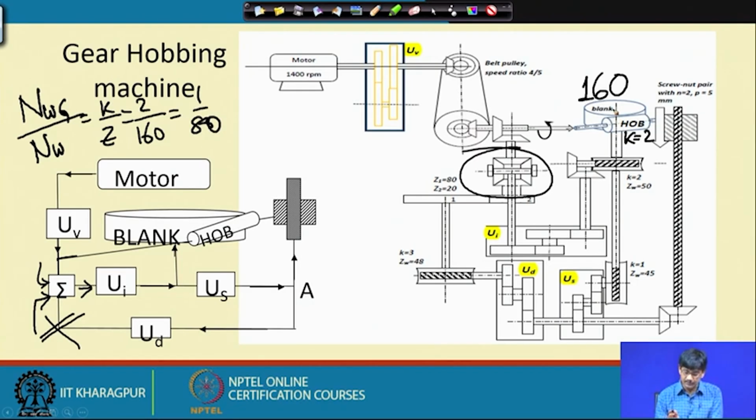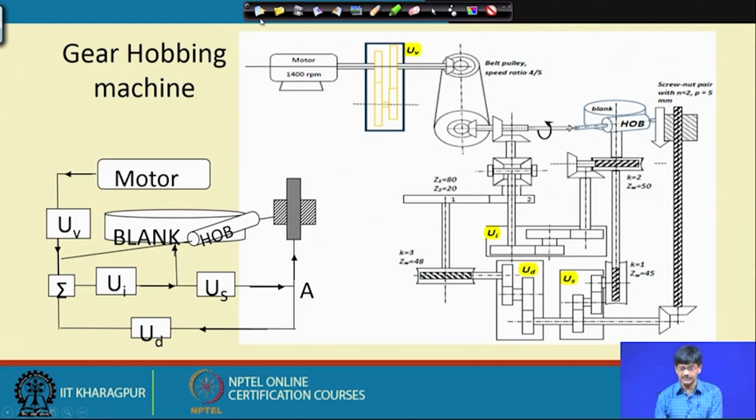If we control the speed ratio to be 1 by 80, then we will end up cutting 160 teeth. That is the idea of gear hobbing. Okay, so let us see how this can be done. Let us travel from the hob, end up in the blank and set this RPM to be 160, and from that solve the value of UI.